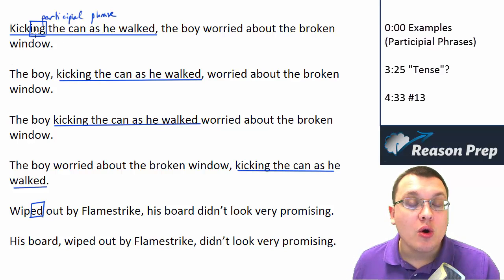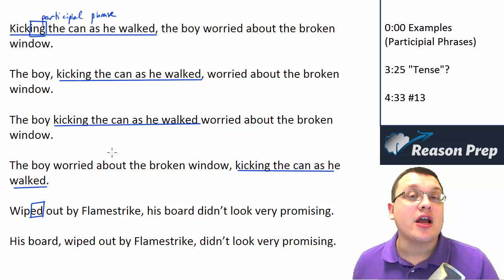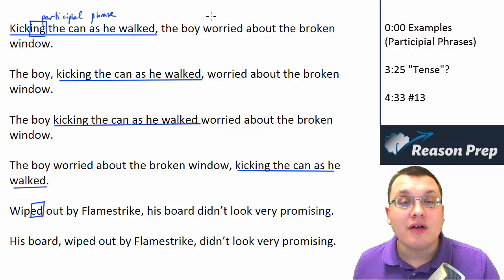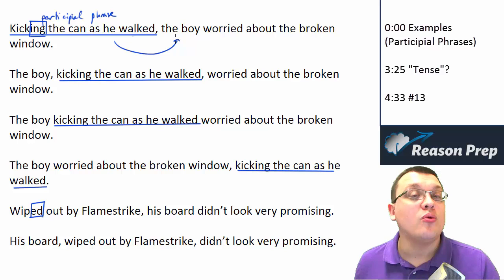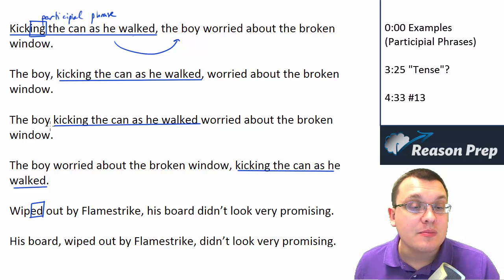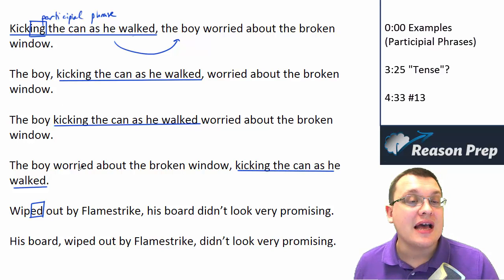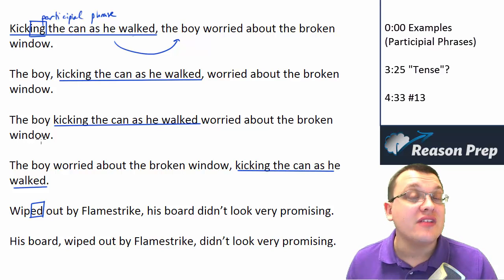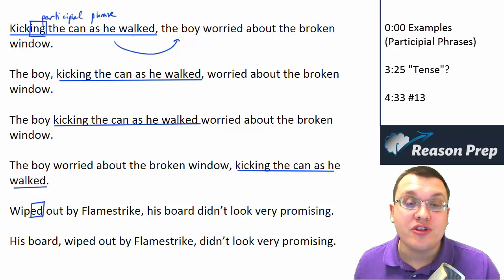So notice they're really free floating. They can go anywhere. So here, kicking the can as he walked, the boy worried about the broken window. This is describing what the boy is doing. How about this? The boy, kicking the can as he walked, worried about the broken window. Notice these two are very similar. The difference lies in the fact that one has commas and one doesn't. We'll get into the difference about that in a little bit, but they're both acceptable. Notice here again, this is pointing to the boy, describing what the boy is doing.